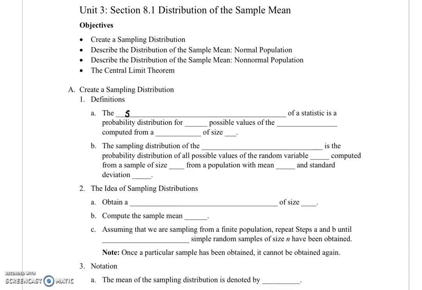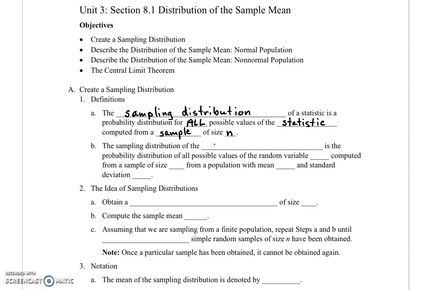So the sampling distribution of a statistic is a probability distribution for all possible values of that statistic, whatever it may be, computed from a sample of size lowercase n.